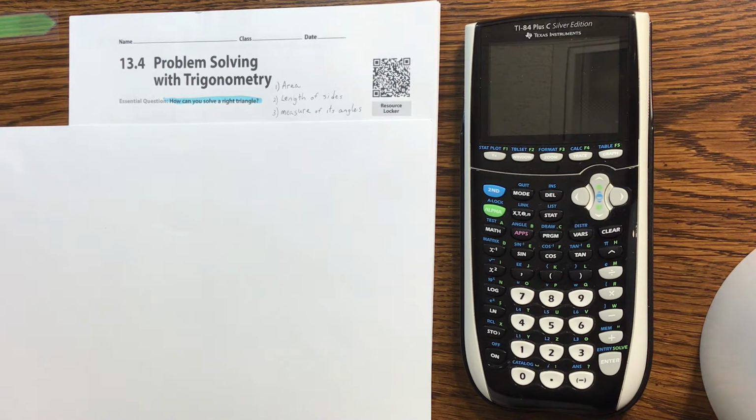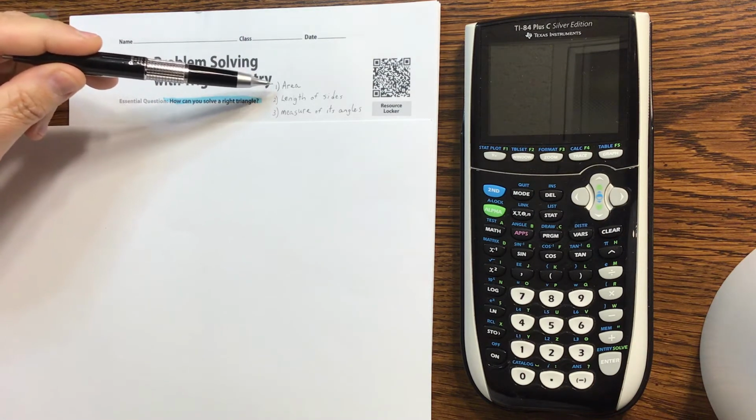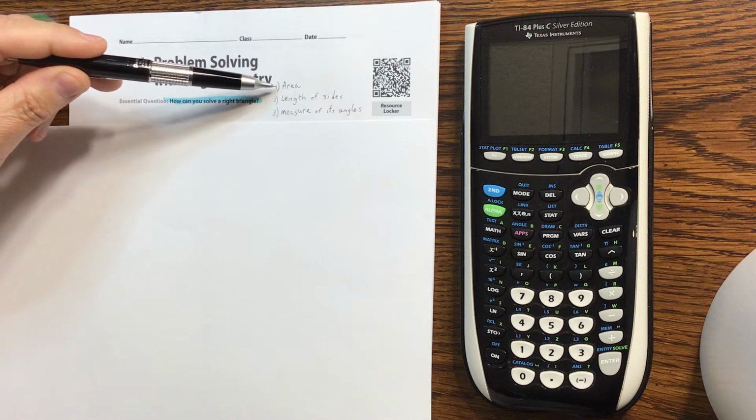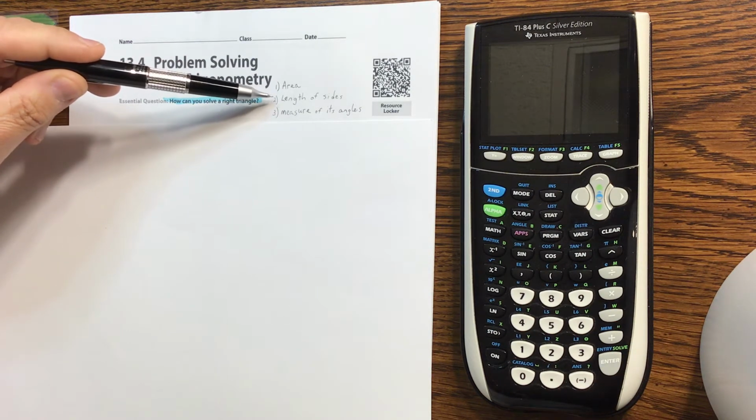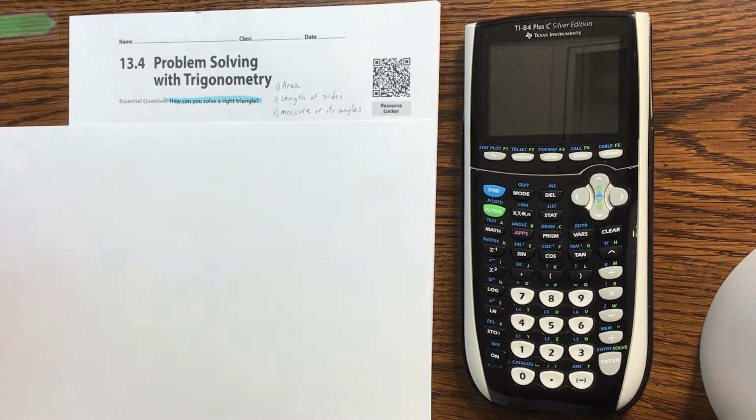We're going to be looking at some problems in solving using trigonometry. And our essential question for today is, how can you solve a right triangle? After perusing the section, we're going to be looking at finding the area of triangles using trigonometry, finding the lengths of sides of a triangle and the measure of the triangle's angles. All right, let's go at it.